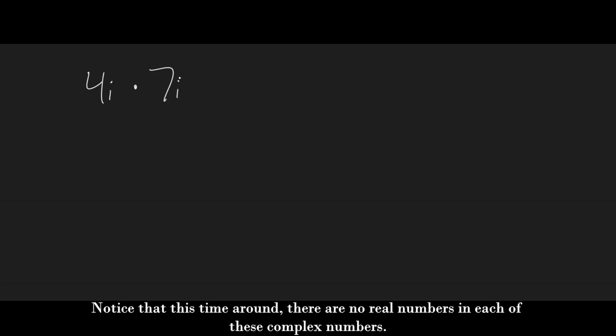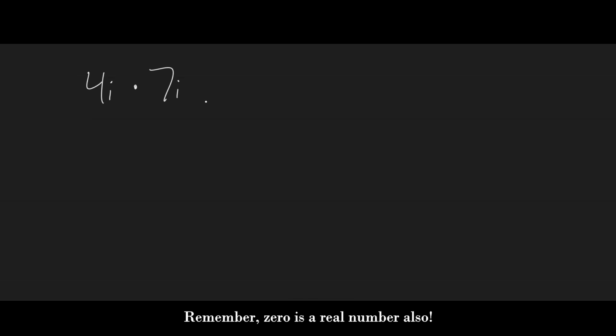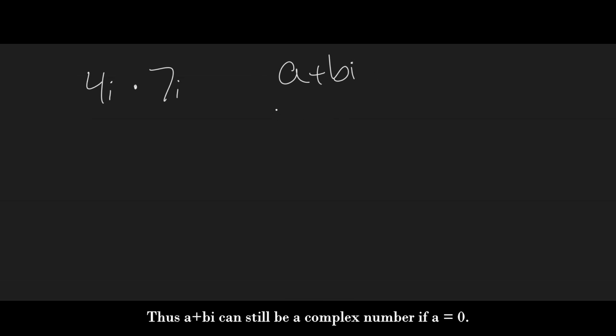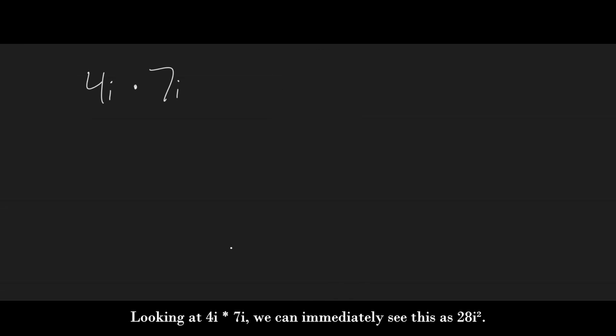Let's say we have 4i times 7i. Notice that this time around, there are no real numbers in each of these complex numbers. Just because a complex number is being represented by bi doesn't mean it's any less a complex number. Remember, 0 is a real number also. Thus, a plus bi can still be a complex number if a equals 0. It still fits.